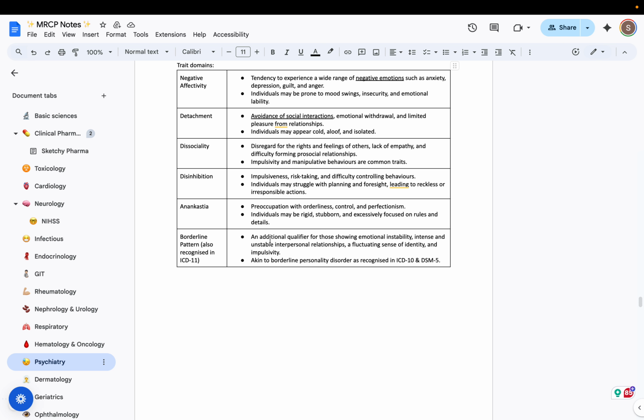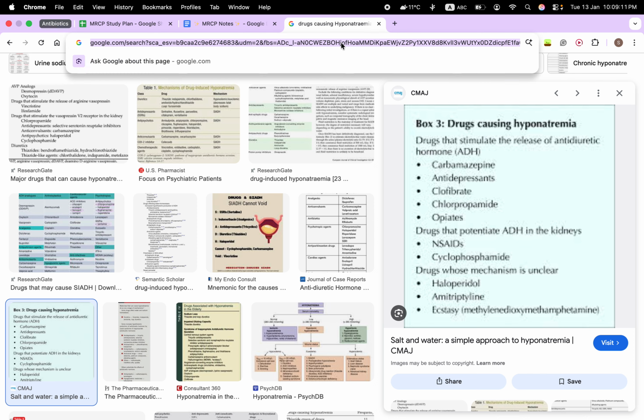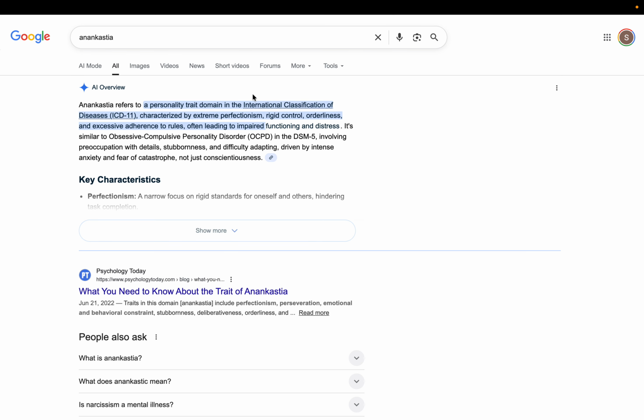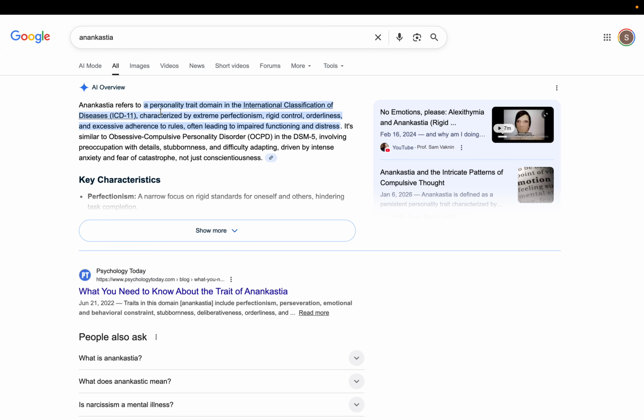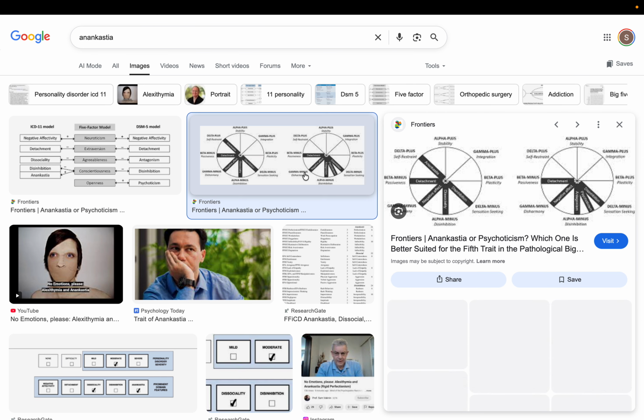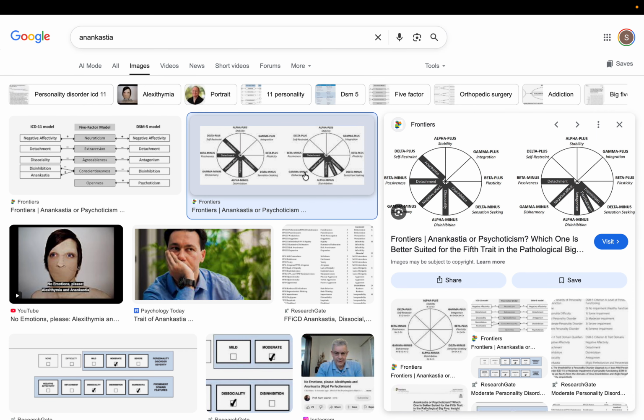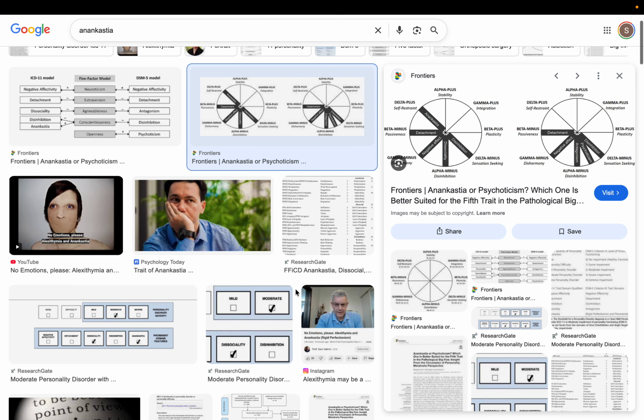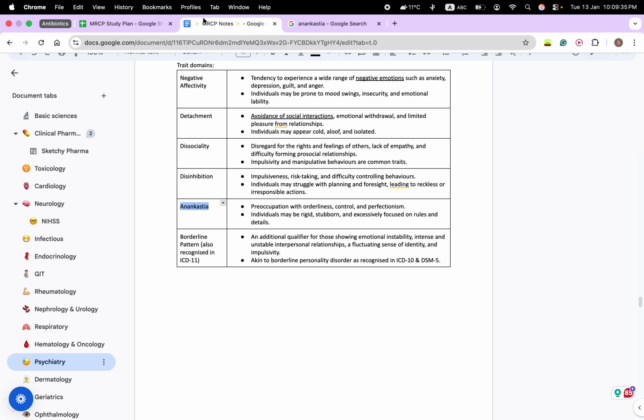Borderline pattern, unstable, additional qualifier for those. Okay, what is this? It's just making me go crazy. Personality domain characterized by extreme perfectionism, rigid control, similar to OCPD in the DSM-5. Rigid perfectionism. Okay.